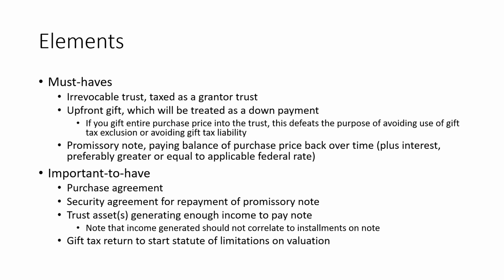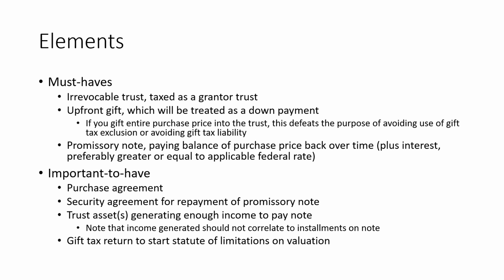Now, some of the elements, the must-haves, include obviously an irrevocable trust that's taxed as a grantor trust, as I mentioned, at least at the time of sale. Post-sale, you could potentially flip it back over to a non-grantor trust, but you'd want to ideally wait until the note is paid off, which also brings into mind a promissory note plus an upfront gift. You have to fund this somehow, and we'll look at the funding in great detail, but usually you can't completely avoid any sort of gifting element here. You have to have an upfront gift of some cash which can be used as a down payment back to the grantor.